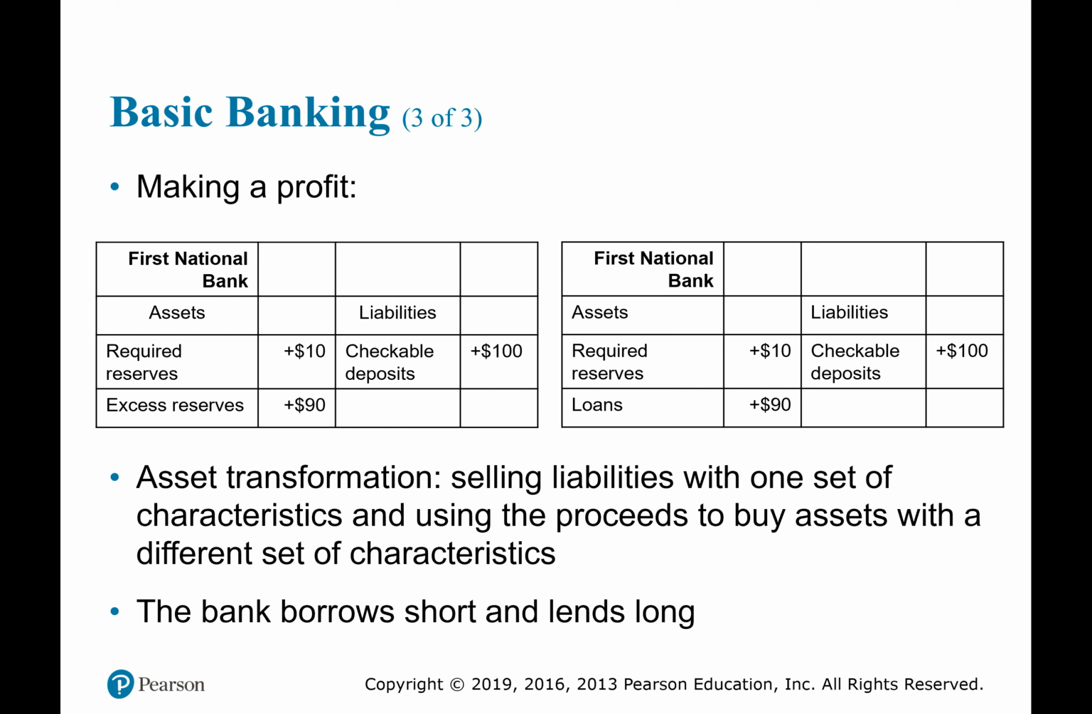And the idea of asset transformation is that the bank sells liabilities with one set of characteristics and using the proceeds buys assets with a different set of characteristics. So the characteristic of the checkable deposit, the contract to pay interest on that you sign when you open up an account, will be very different from the level of interest and also the conditions of the contract given out in the loan that the First National Bank has there. And the bank usually ends up borrowing short, so short-term borrowing, and lending long.